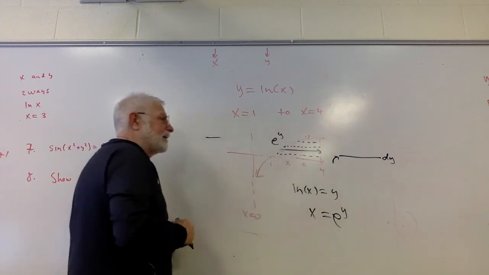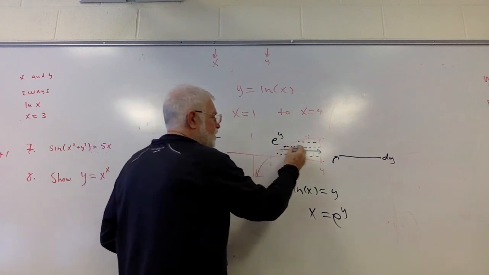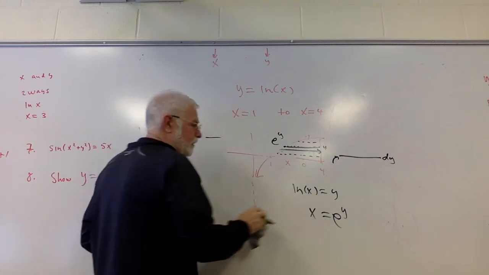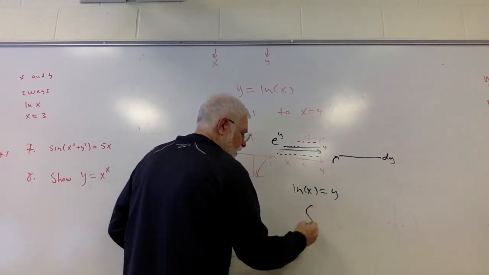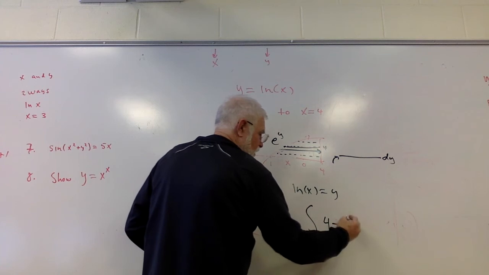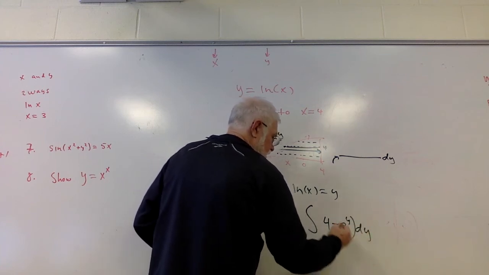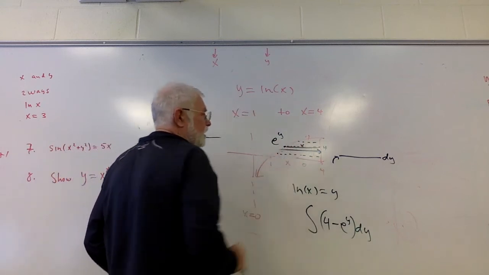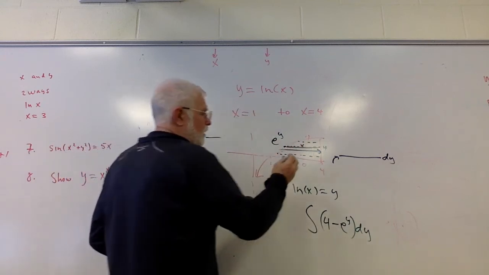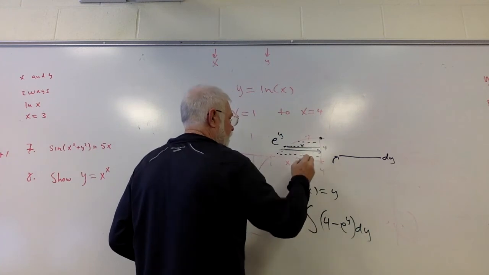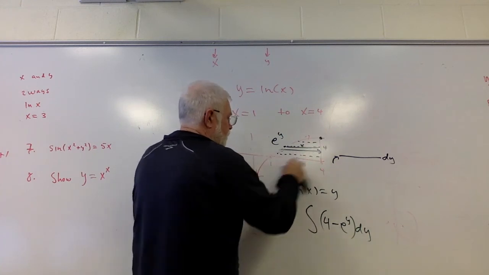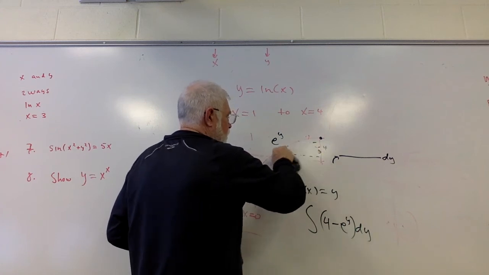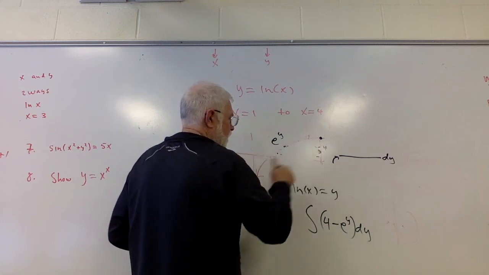All right, and so what is this particular distance? 4 minus e to the y. And so now I'm integrating 4 minus e to the y dy. All right, that gets me these x distances. So for instance, the coordinate 4, well, I won't do 4, I'll do 3. Okay, here's 3.